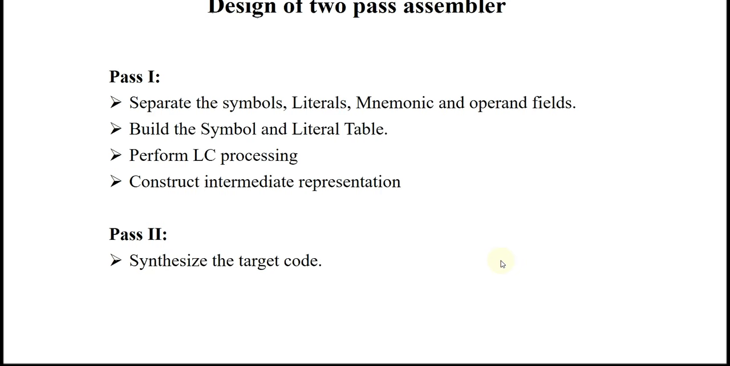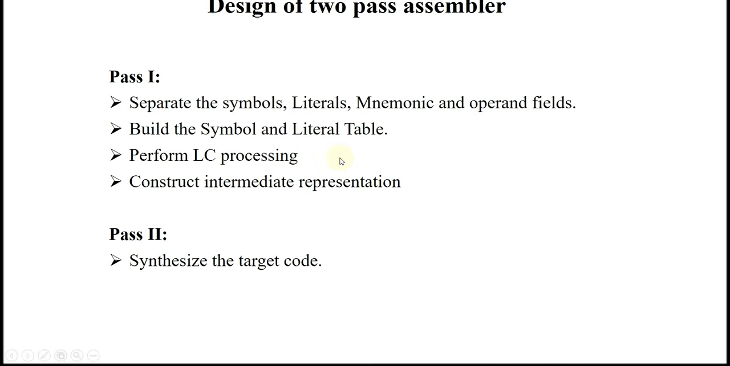Now next is design of two-pass assembler. For designing purpose we need different data structures for pass 1 and pass 2. Here in pass 1 we separate symbols, literals and mnemonic operand fields with the help of different tables. Second, build the symbol table and the literal table with the proper data structure. Third one is perform LC processing.